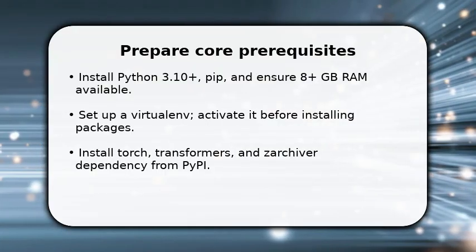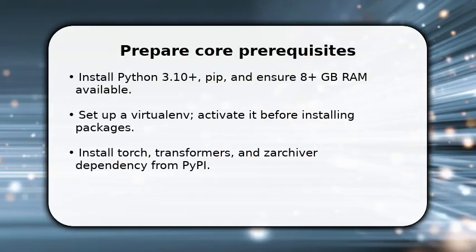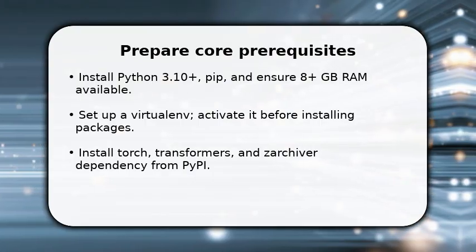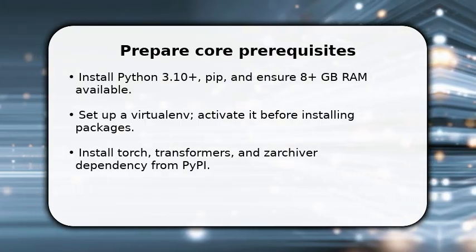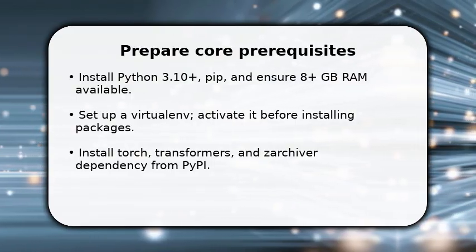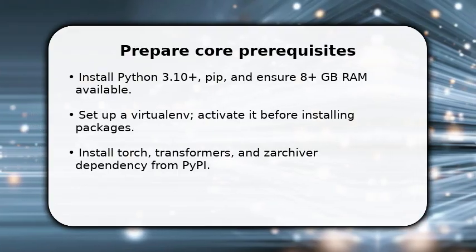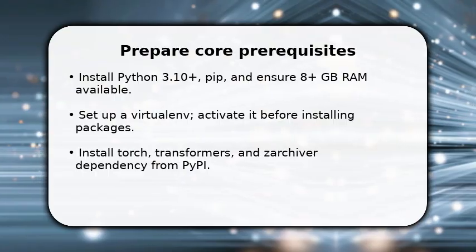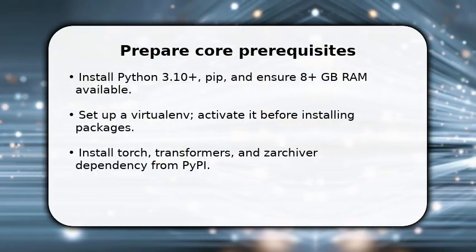You start by preparing the essentials so nothing blocks the first run. Install Python 3.10 or newer, create and activate a virtualenv and allocate at least 8 GB of RAM. This avoids swap slowdowns. Once done, pip install Torch, Transformers, and the Zarchiver package. This puts required modules on your path. You should also verify GPU drivers if available.